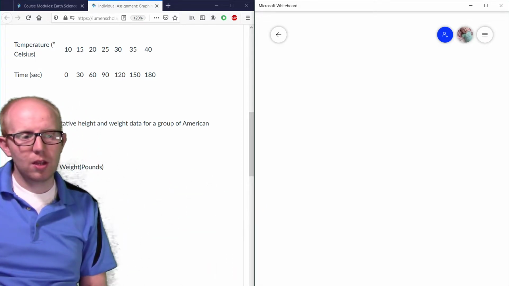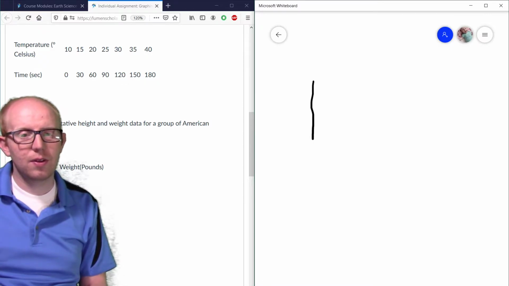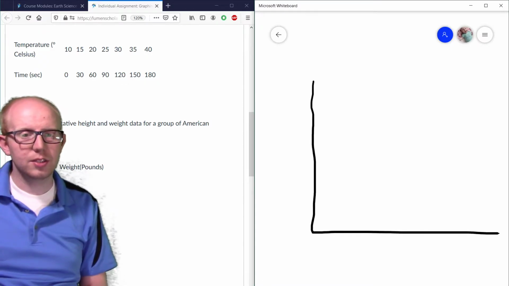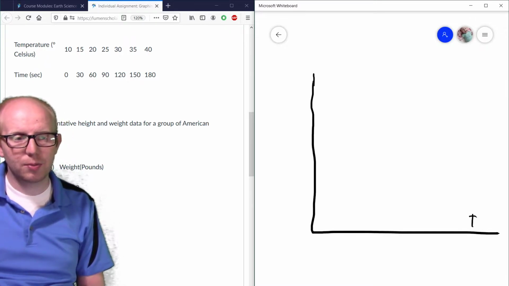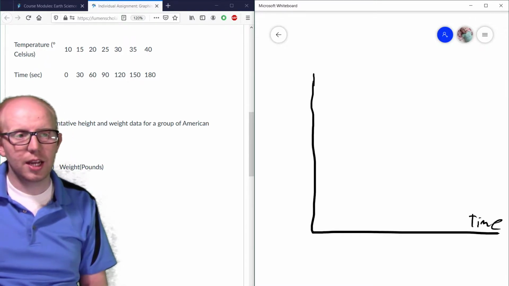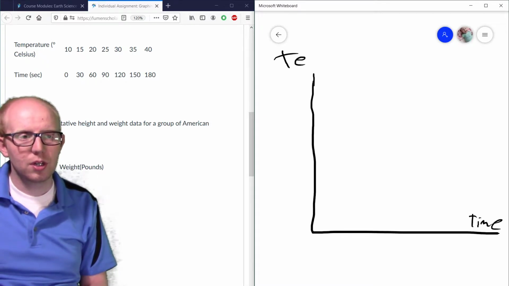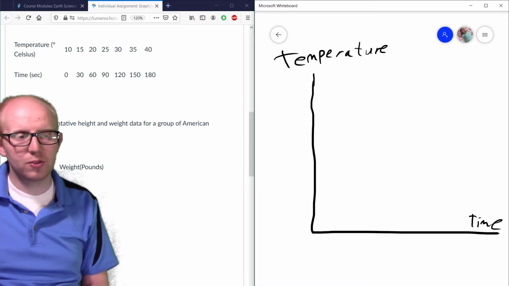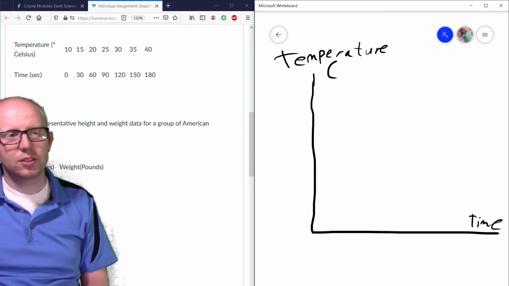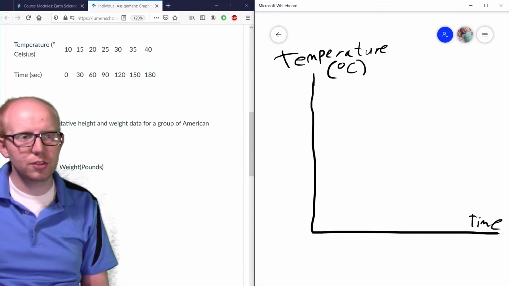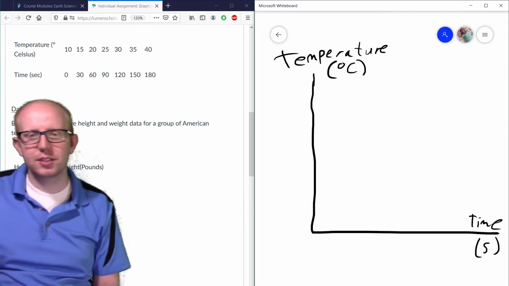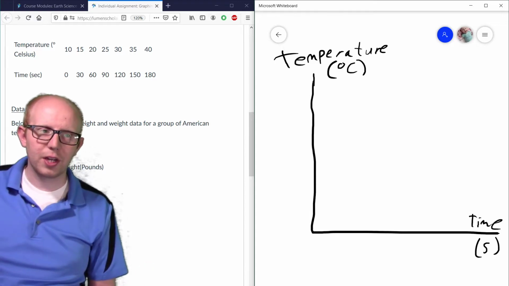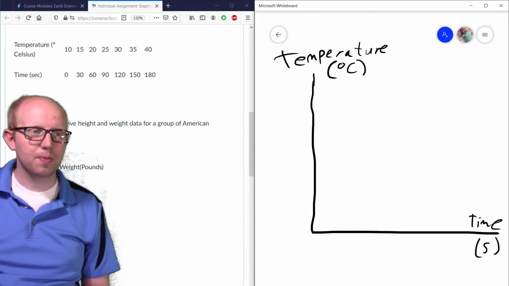Okay, so let's set up our graph as so. Time is our independent variable, so we'll make sure to put it on the x-axis, and temperature is our dependent variable, so we'll put it on the y-axis. Okay, it also never hurts to put the units you're using. So we're doing time in seconds and temperature in degrees Celsius. Okay, so marking that with parentheses is often good practice.